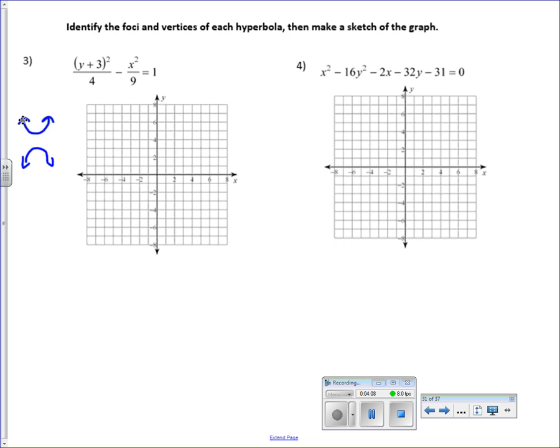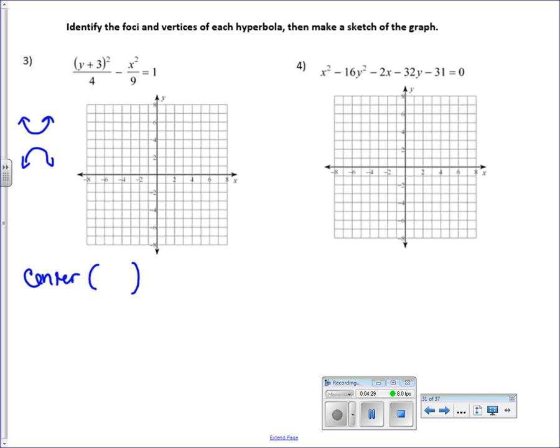Okay. And so that's one of the beginning ideas that we're going to have. So let's do the first thing. This is in happy format. We don't really need to complete the square and separate the terms and all that other fun stuff. So what would be the center of this hyperbola?